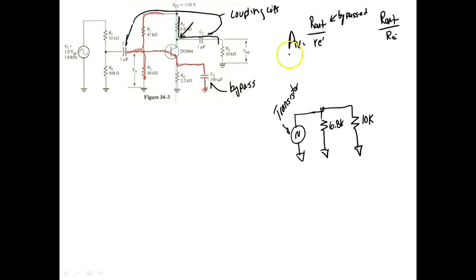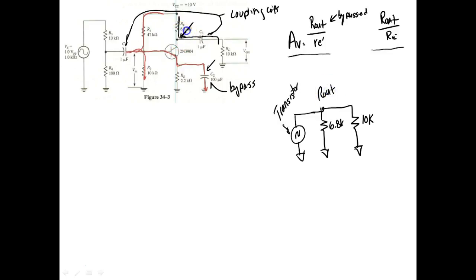So what we're trying to do is calculate the gain. We've got two formulas we could use. We could use R out over RE prime if the emitter resistor is bypassed. That's the one we're going to use. And then we would use R out over RE if it's not bypassed. And what we're doing now is trying to calculate R out.